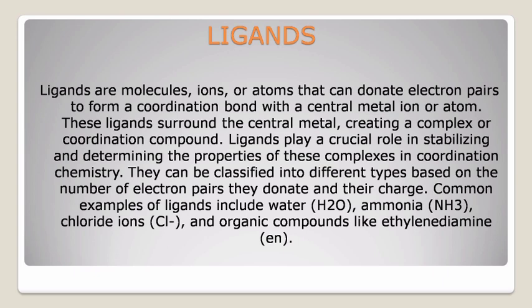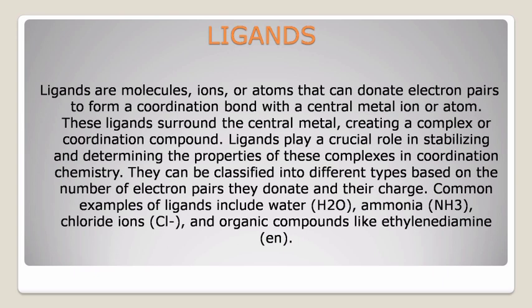Ligands. Ligands are molecules, ions, or atoms that can donate electron pairs to form a coordination bond with a central metal ion or atom. These ligands surround the central metal, creating a complex or coordination compound. Ligands play a crucial role in stabilizing and determining the properties of these complexes in coordination chemistry. They can be classified into different types based on the number of electron pairs they donate and their charge.